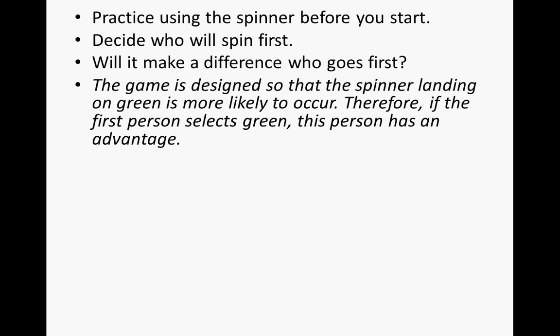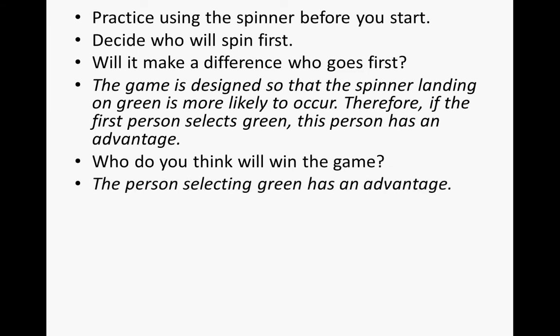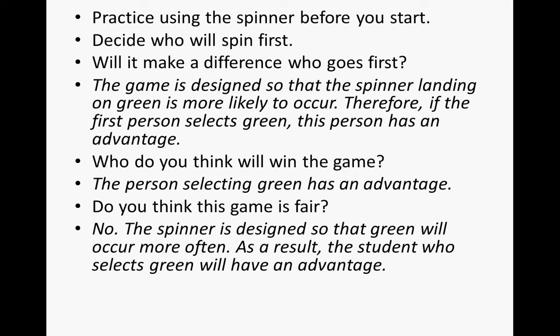Well, the game is designed so that the spinner landing on green is more likely to occur. Therefore, if the first person selects green, this person has an advantage. Who do you think will win the game? Well, the person selecting green has an advantage. Do you think this game is fair? Well, hopefully you say no, because the spinner is designed so that green will occur more often, so as a result, the student or person who selects green will have an advantage over the other person.